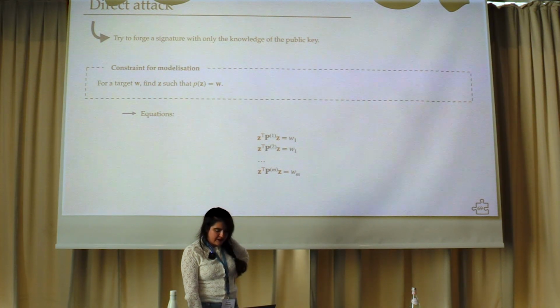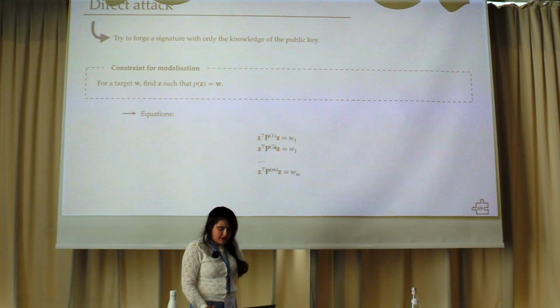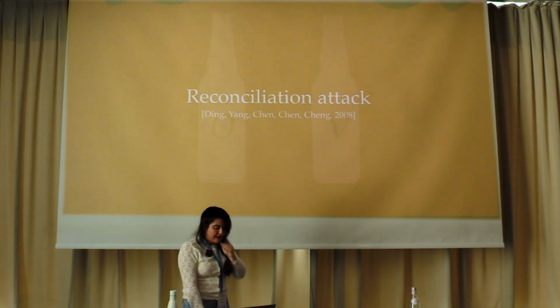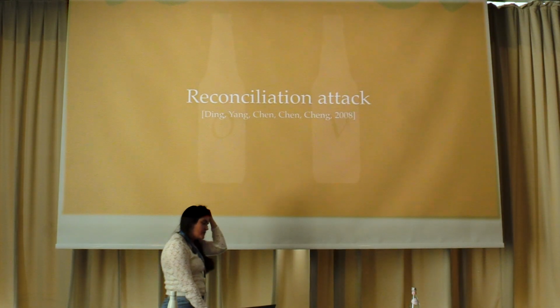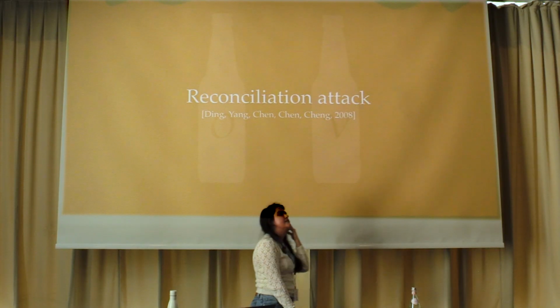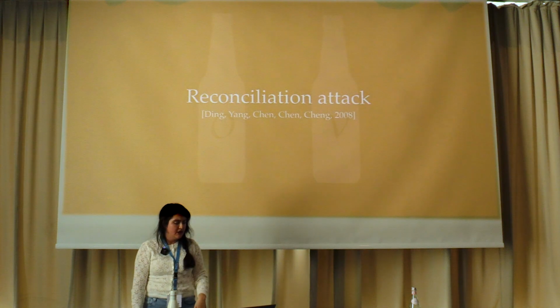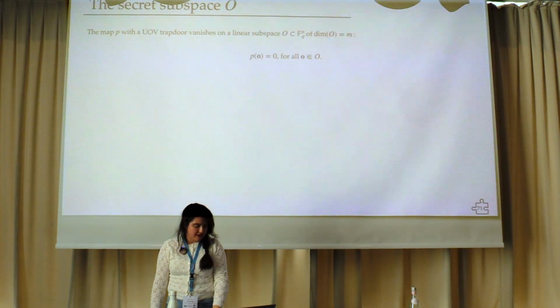Okay, so that is the direct attack. It just finds you a pre-image directly. Well, not very efficient, right? You have to go directly to the solvers. Okay, then the reconciliation attack. This one is trying to find instead a secret key. So the rest of what I'm going to talk about is going to be about finding the secret key.